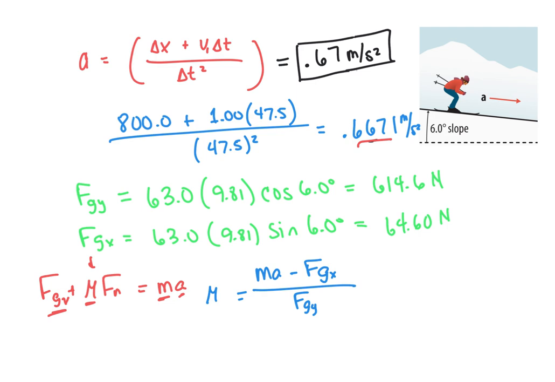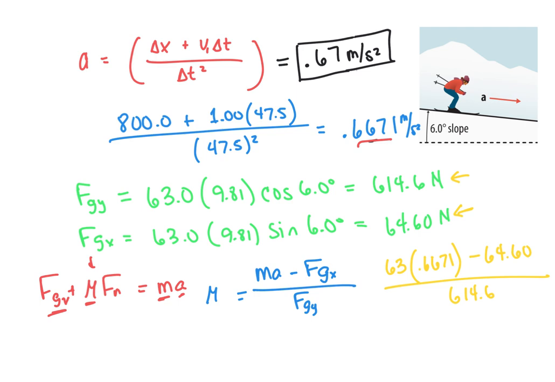Her total mass, well, they gave that to us. Her total mass is 63. Acceleration we solved for. We're going to go ahead and use the big long decimal there. Minus the force of gravity in the x position. That's what we already solved for. This is why I went ahead and broke it down. Divided by the normal force, also known as the force of gravity in the y direction. Now we're solving for that coefficient. You did it 100 times on review sheets and quizzes, but now we have a few pieces that we have to put together and figure out.